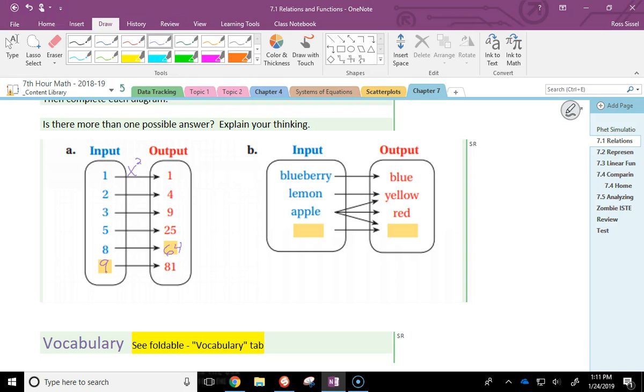If I look at the second one though, I put in a blueberry and blue comes out. We put in a banana, yellow comes out. I put in an apple, yellow comes out, or red comes out, or green comes out. Because there's green apples. You came up with green, and you're right, apples are yellow, red, and green. So what would be the relationship between the input and the output? The color of the fruit.